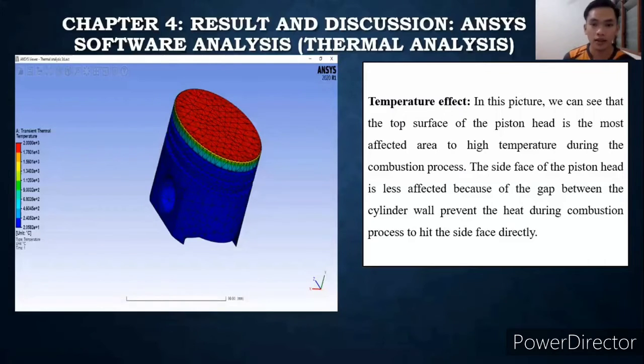This is the result for the thermal analysis. As we can see from the picture, the top surface of the piston head is the area most affected by the high temperature during the combustion process. The side face of the piston head is less affected because of the gap between the cylinder wall that prevents the heat during the combustion process from hitting the side face directly.